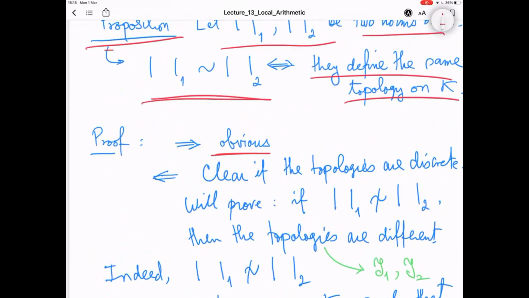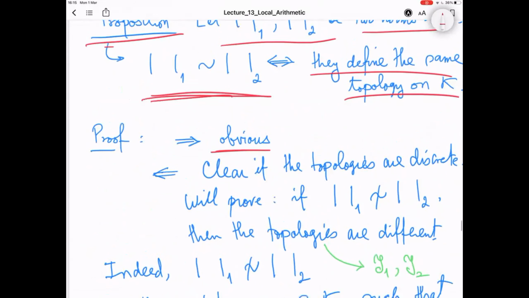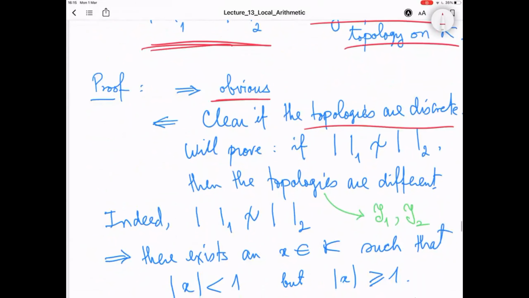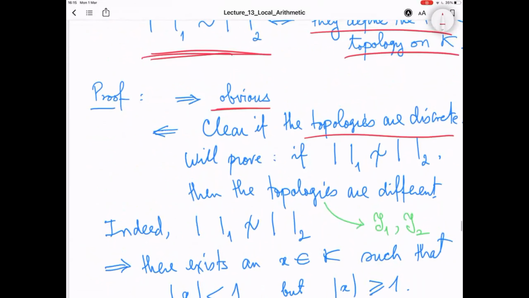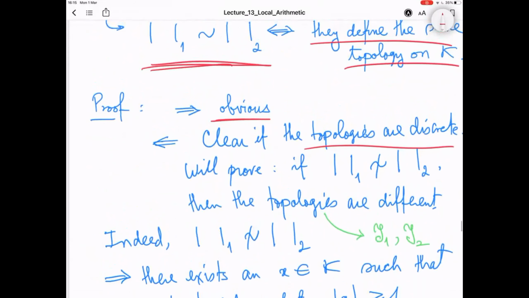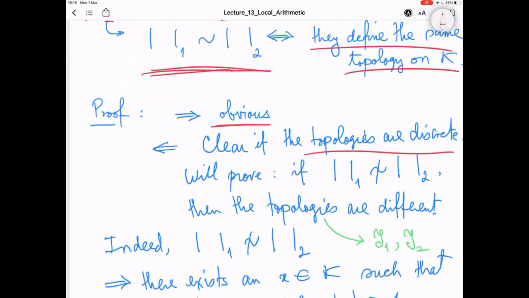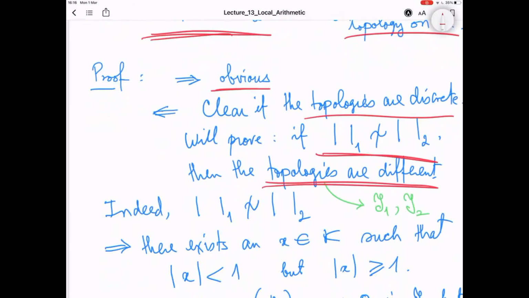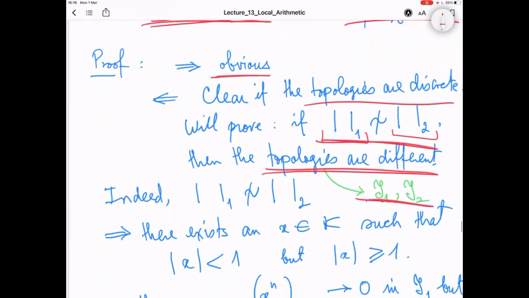So if they are equivalent, then of course they define the same topology. Conversely, if the topologies are discrete, then of course the norms have to be the trivial ones. So there's nothing to prove there either. Now, we may assume that the topology is not discrete, and we have to prove that the norms are equivalent. We will prove it by contradiction. So if the norms are not equivalent, then the topologies are different. Let's call them T1 and T2, the topologies corresponding to the first norm and the second norm.